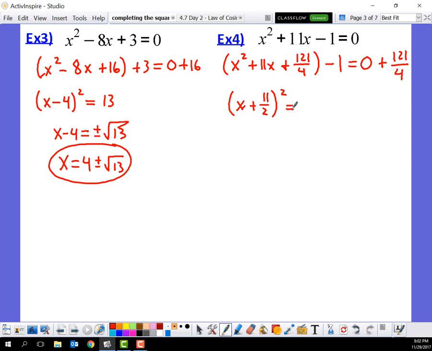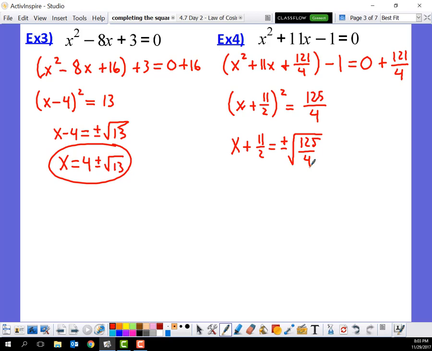equals, I'm going to go ahead and add the 1 to the other side. So I'm not going to think of it as a 1. I'm going to think of it as 4 over 4. So that ends up being 125 over 4. Okay, 125 over 4. So then we can take the square root of both sides, so we get x plus 11 over 2 equals plus or minus the square root of 125 over 4.